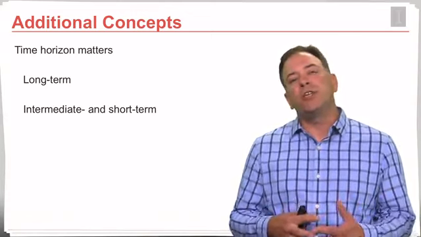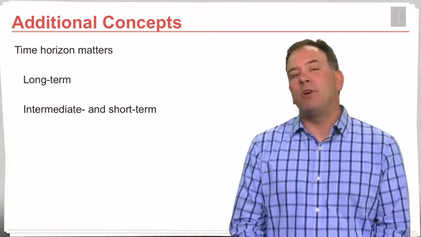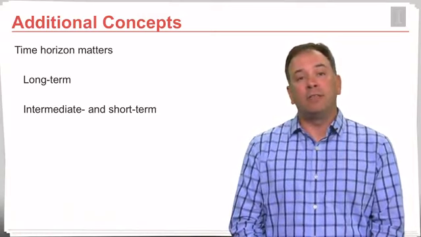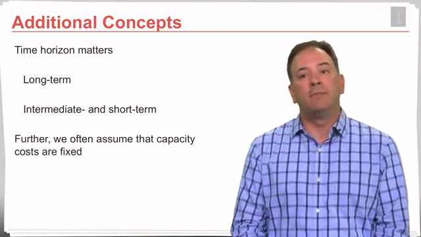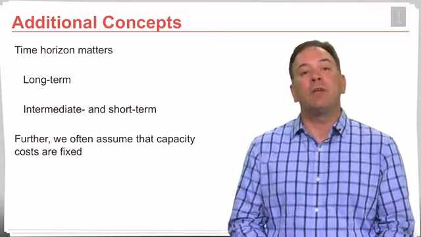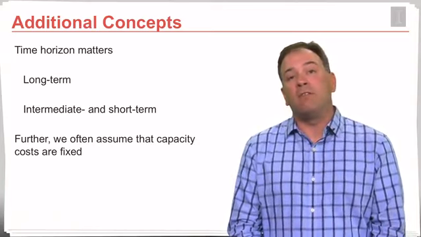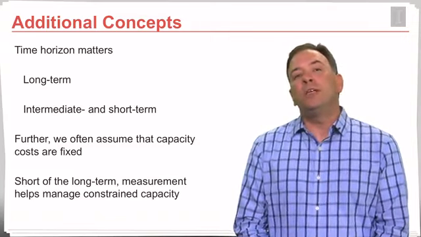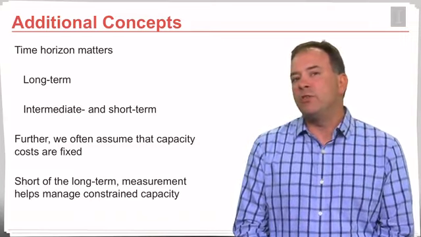But the focus of our discussion is more about the intermediate or short term and making the most of the capacity that we have currently. The solutions between these two different time horizons often are quite different, and we are focusing on the latter, making the most of the capacity that we currently have. So in doing that, we are often assuming that capacity costs are fixed for a given amount of time. We're not expanding or even decreasing our capacity in a lot of our conversation and our discussion. And short of the long term, what we're going to do is use measurement to help us to manage these constraints. Let's talk about this issue further.